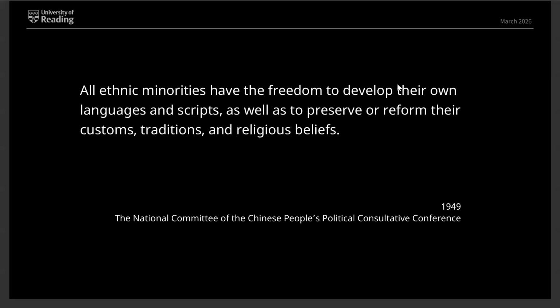After 1949, the Chinese government introduced language and script policies for ethnic minorities. However, standardization did not follow one single path. From here onward, what we see is not one common solution, but several regional responses to the same problem.